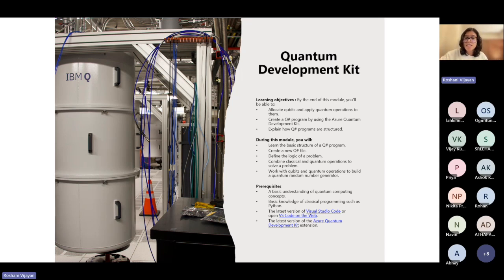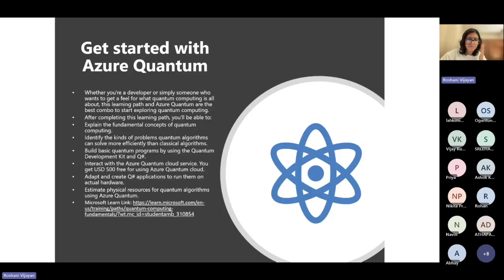Some of the things that you need to know before getting into this is that you want to have a basic understanding of quantum computing concepts, which, if you were listening to anything I said in this session, I'm pretty sure you already passed. And second, you need to have basic knowledge of classical programming, such as Python. The rest is right there. Moving on to the next slide.